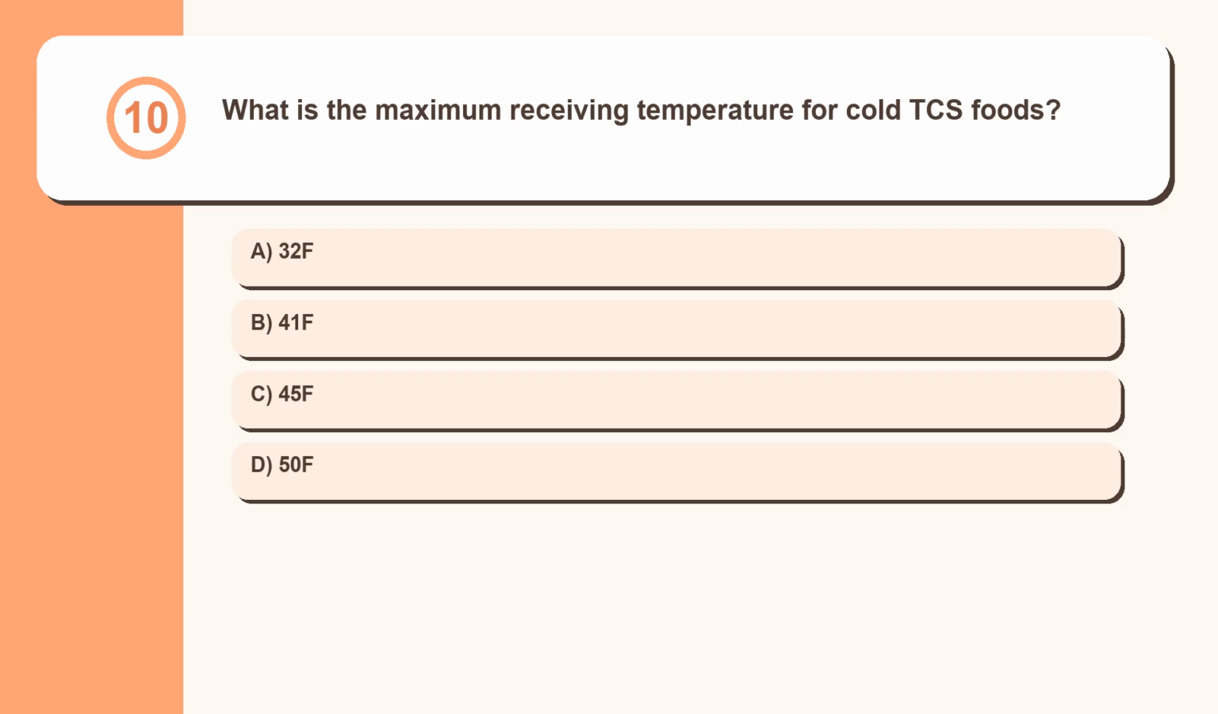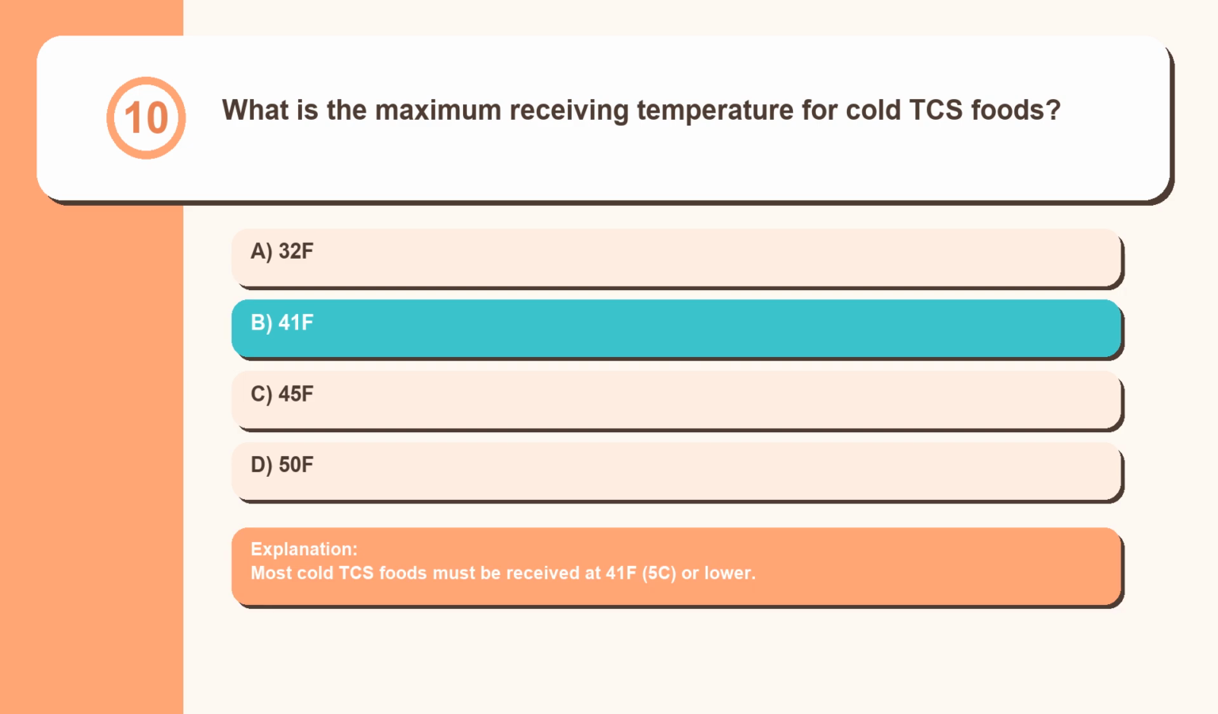Question 10. What is the maximum receiving temperature for cold TCS foods? 32F, 41F, 45F, or 50F. Most cold TCS foods must be received at 41F, 5C, or lower.